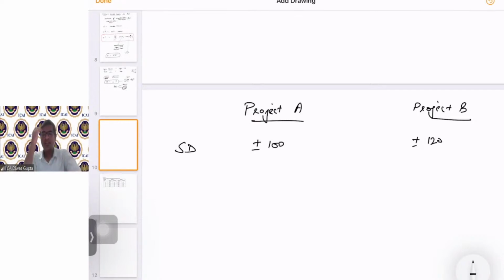Can all of you tell me which project would you undertake? Basis this information, which project would you undertake? Project A or project B? Project B has a higher risk. Project A has a lower risk. Quickly, students. Waiting for a response.